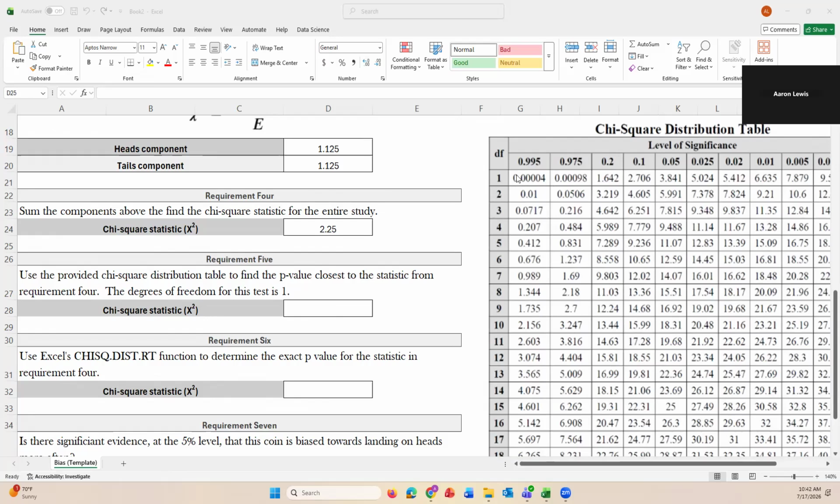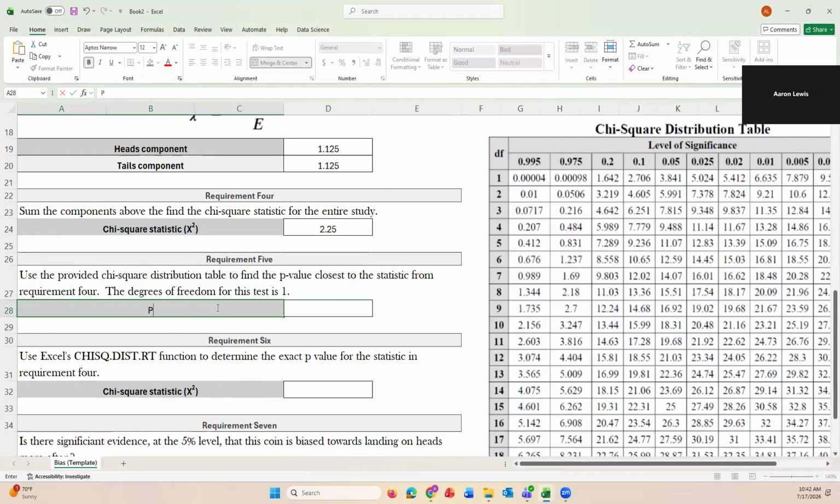So I go over and I have degrees of freedom of 1. I'm looking for the number that's closest to 2.25, and it's looking like it's about this number right here. So we can say approximately that our chi-squared statistic, which is not what I want to have here, probability, excuse me, is 0.10. That's not the most scientific way to do things.